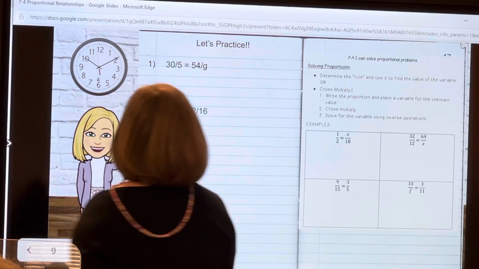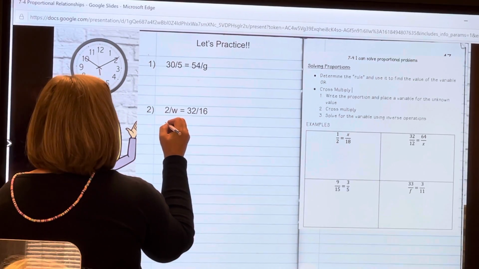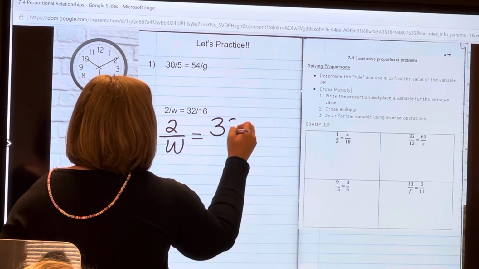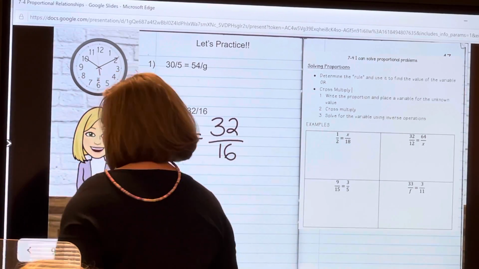2W equals 32 to 16. I want you to do this one by yourself.